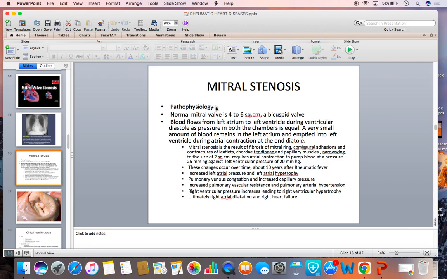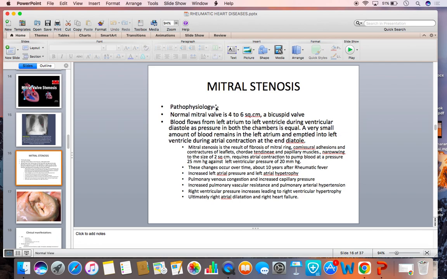But in the situation where there is narrowing of the mitral valve due to its fibrosis, that results in the impedance to the flow of blood from the left atrium to the left ventricle. Okay.